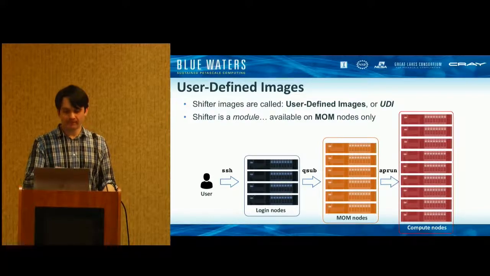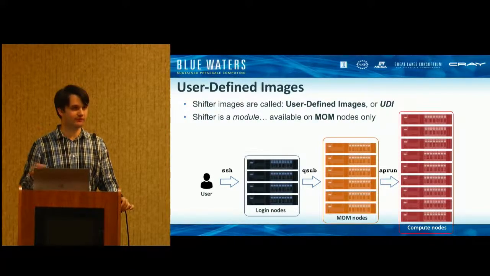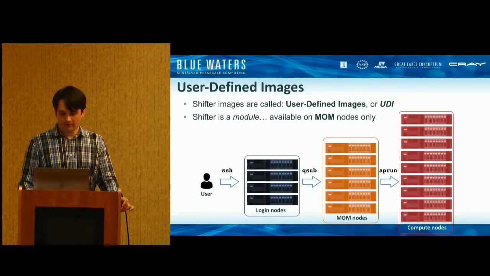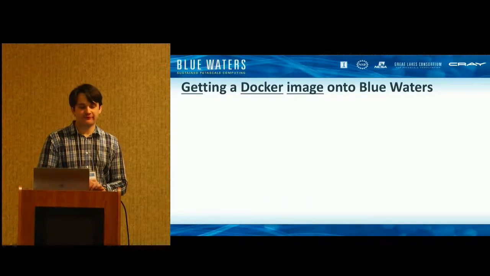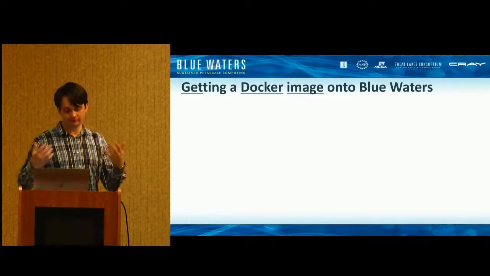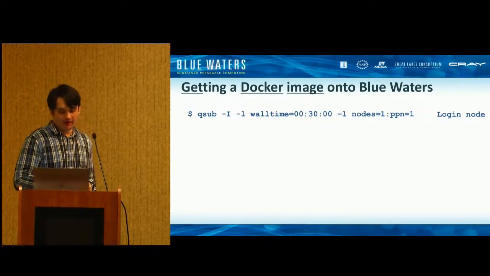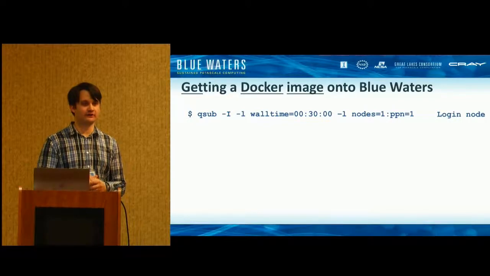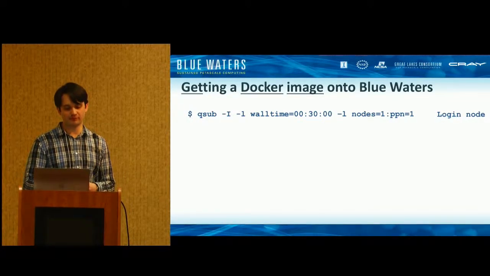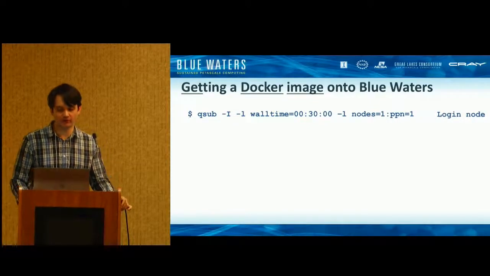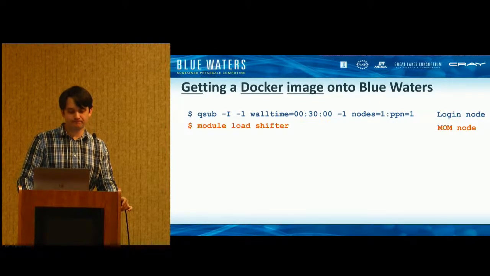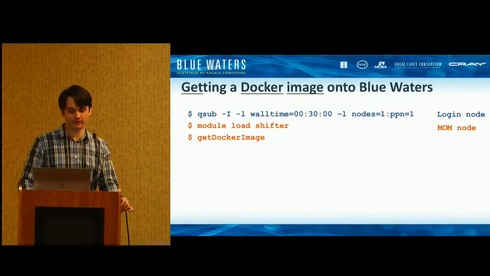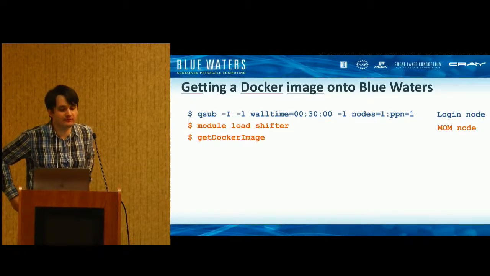Okay. And during this talk, I will be using UDI, which stands for User-Defined Images. So keep that in mind. Okay, so first things first, we have to get a Docker image onto Blue Waters. In order to do that, we need a very short interactive job. And this is the typical syntax that you can use. You can use only one processor on a node. Once you are on a MOM node, you can load this module. And this is when you can start using the getDockerImage command.